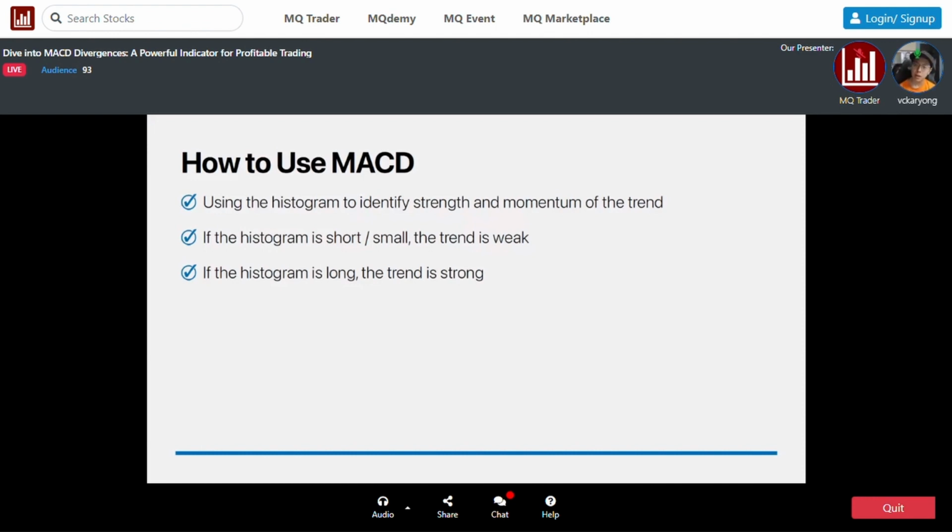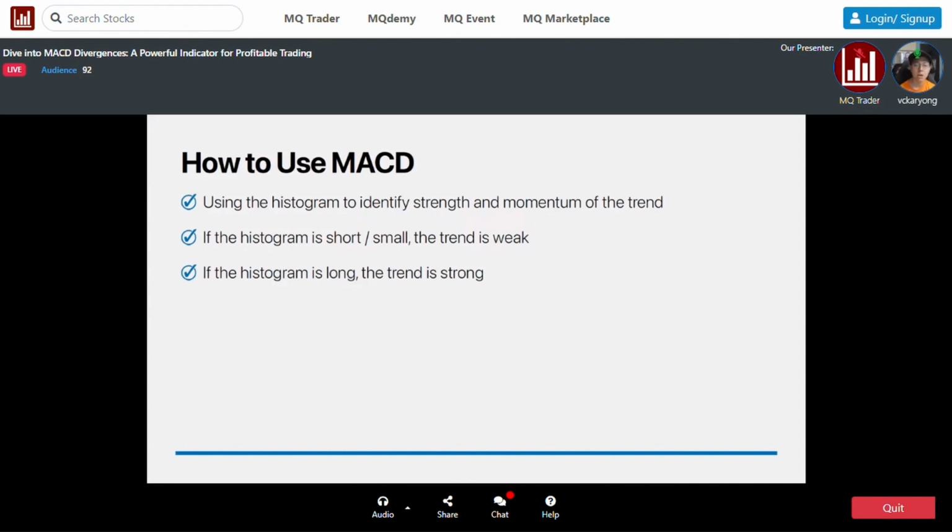Now, the other one that we can look into is the MACD histogram, basically the blue and red. So what does this histogram mean? This histogram is actually a study of momentum. If we have an uptrend, we also want to know whether this uptrend is very strong or starting to show some kind of weakness.